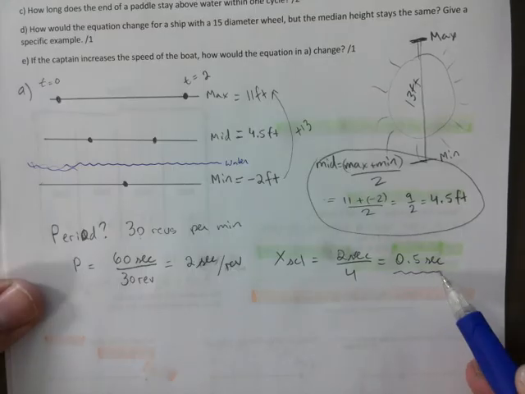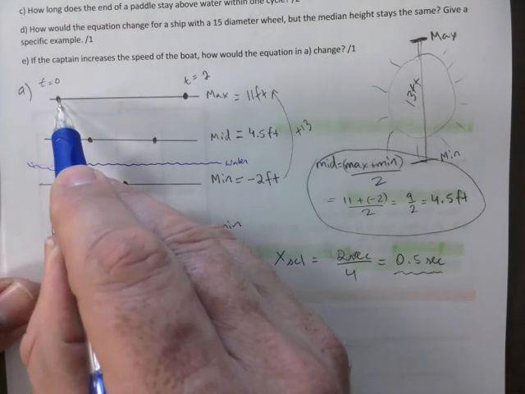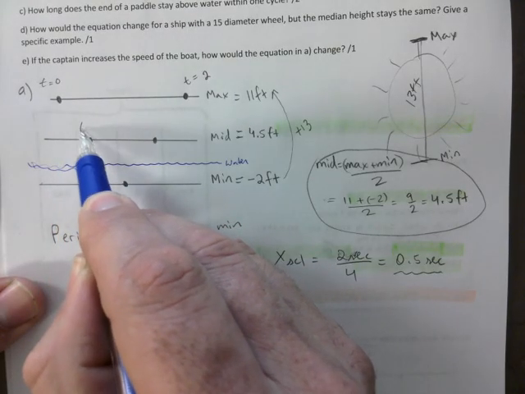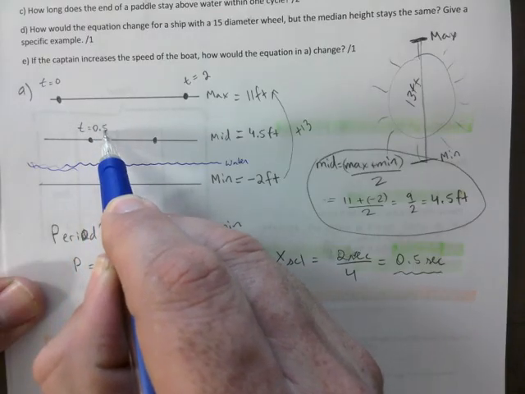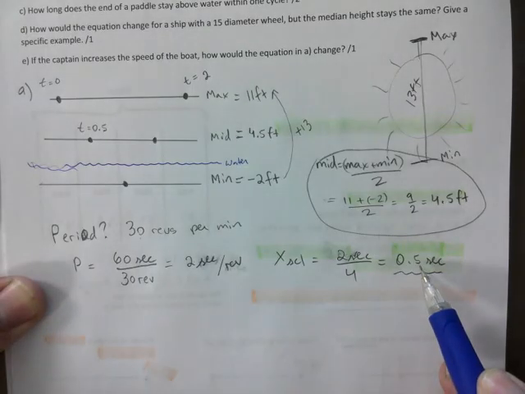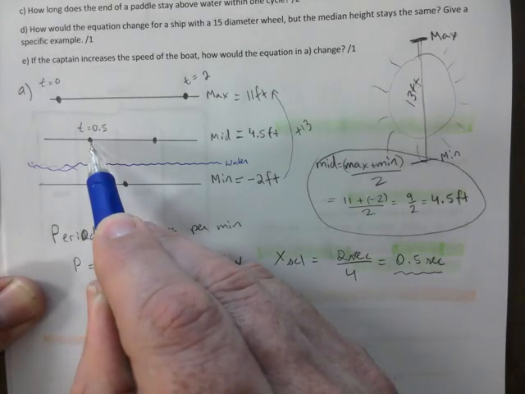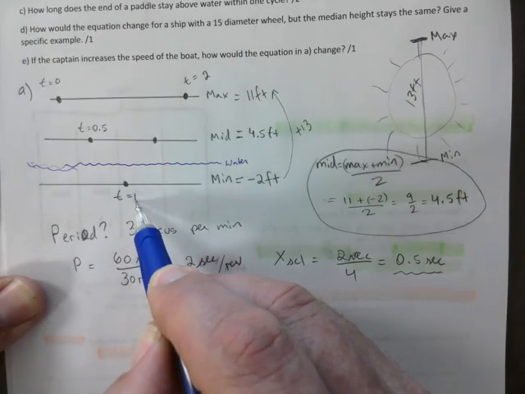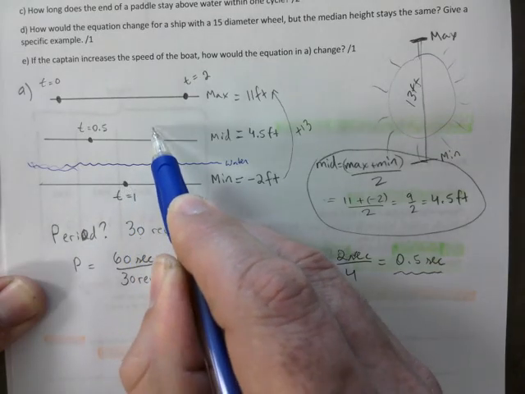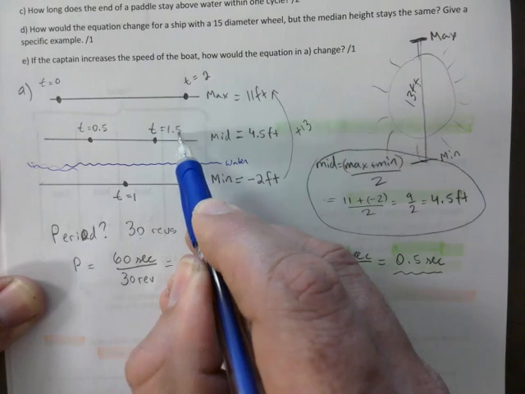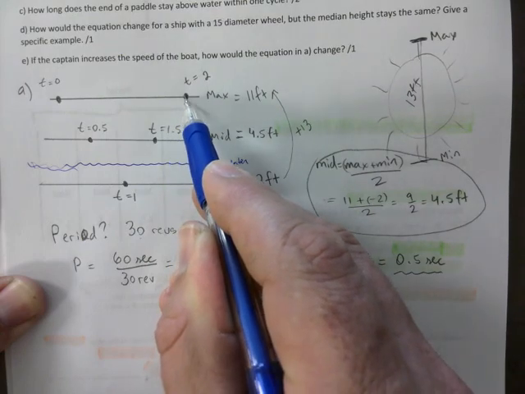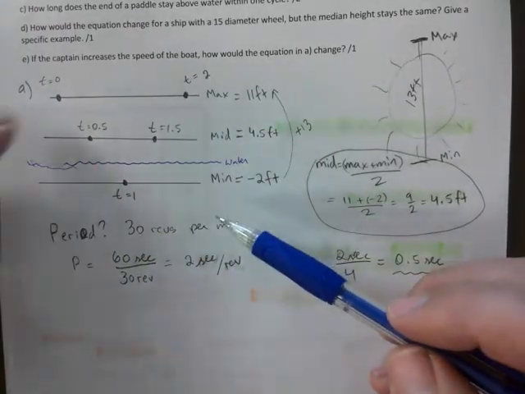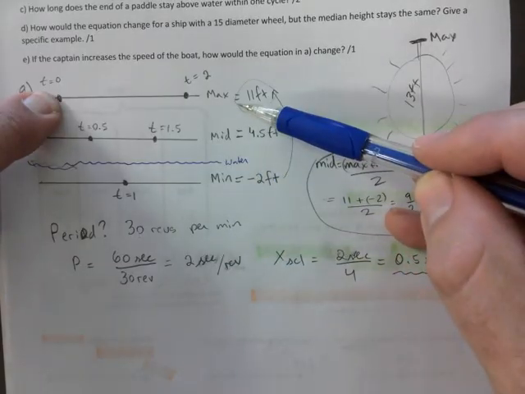Okay, this is important. You ready? So we start at 0. How much time will have gone by for me to get to this point? Time is 0.5. A quarter of a period to get to the middle. Another quarter period to get to here. What's my time there? 1. Another quarter period. Time is 1.5. And then I get to 2. So there you have your times, and every time has a height that goes with it.